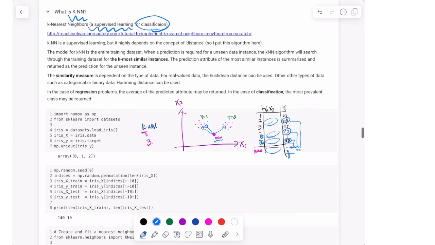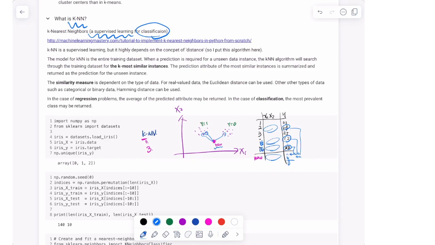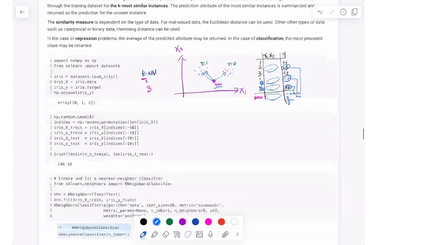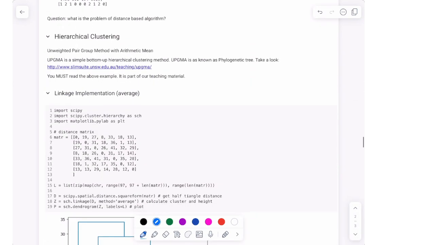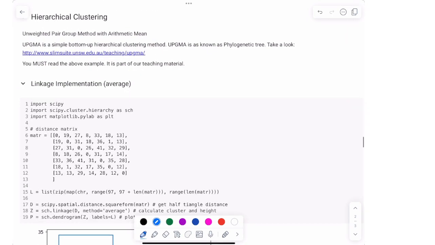We just wanted to talk about this quickly because it does not belong to the clustering algorithms. It is a classification algorithm. Okay, we will talk about hierarchical clustering next hour.